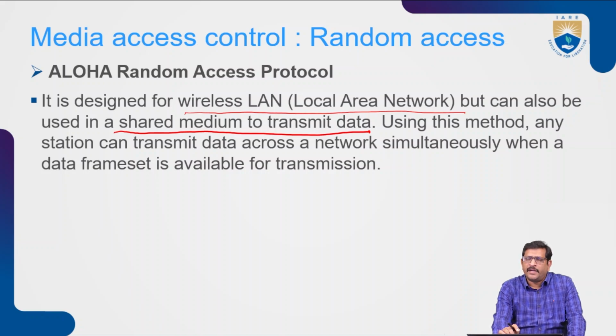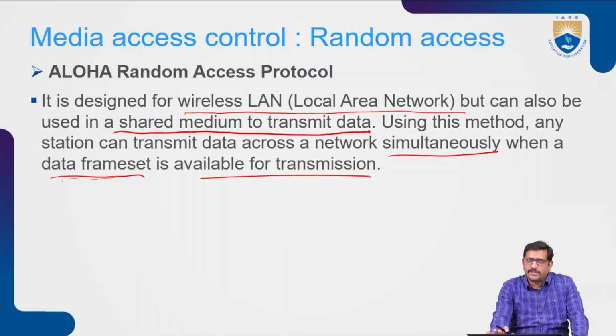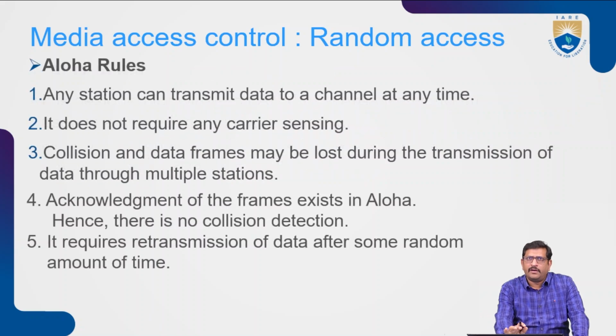By using this Aloha method, any station can transmit data across the network simultaneously. With the Aloha random access protocol, collision-free data transmission can be done across the network, so one device can effectively transmit data to another device when a data frame is available for transmission. The data is transmitted using the Aloha protocol in the form of data frames. And for data transmission from one device to another, Aloha follows some rules.